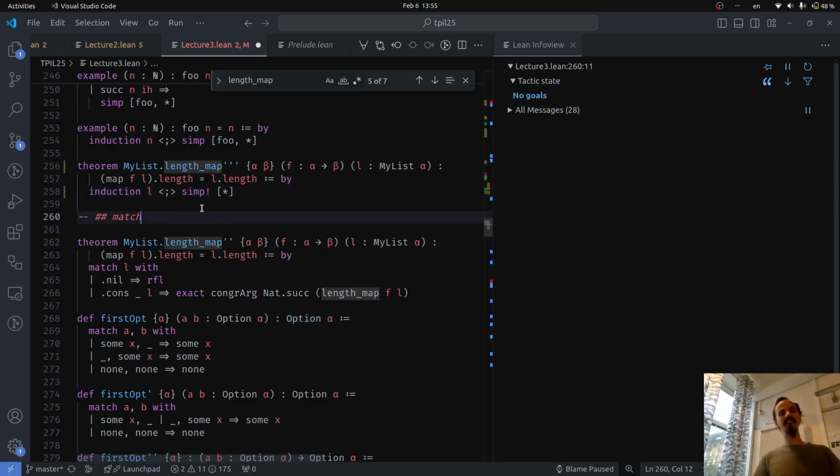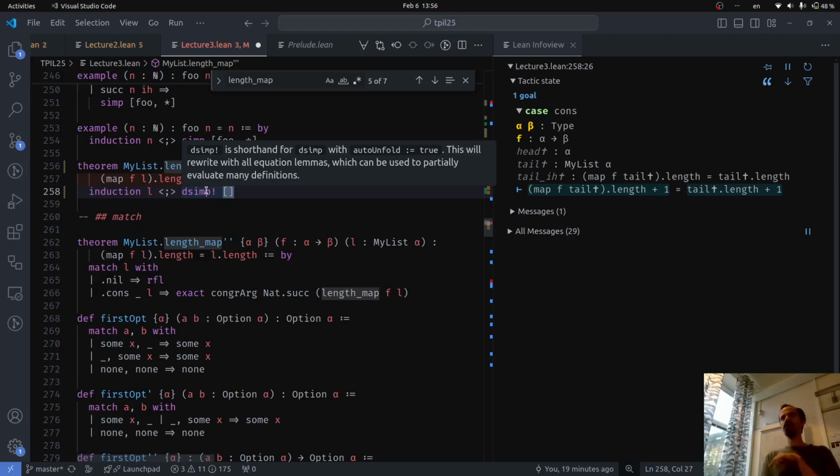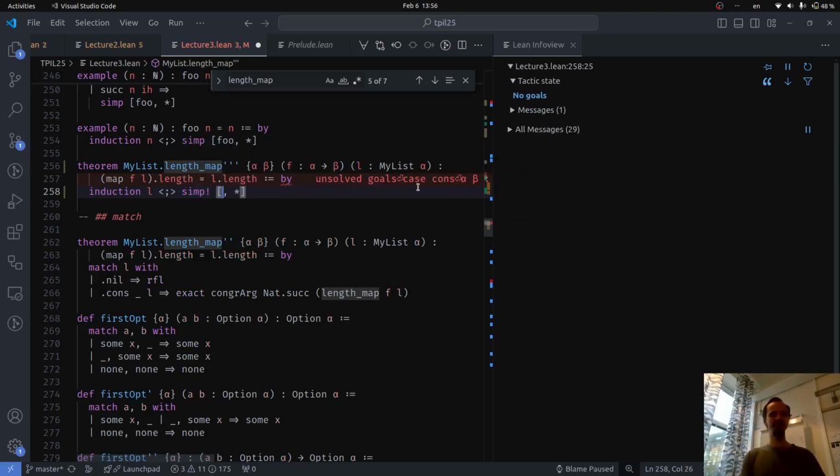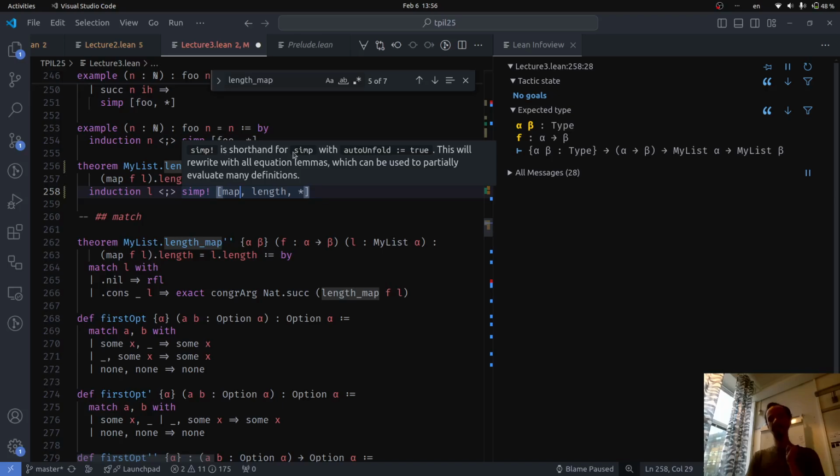Does dc_exclamation mark exist also? Yes. The star is not allowed for the exclamation mark version, but yes. It doesn't make much sense to use hypotheses when you're doing definitional unfolding. Right, that's why it doesn't spell star first, because of auto unfold. Oh, auto unfold equals true. Yeah, so simp bang is shorthand for simp with auto unfold equals true.